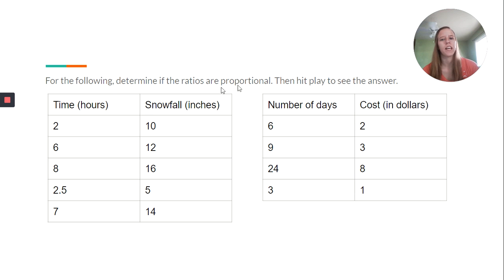Okay, so these ones you're going to work on your own. So when you're ready to see the answer, hit play. You're determining whether or not the ratios are proportional.